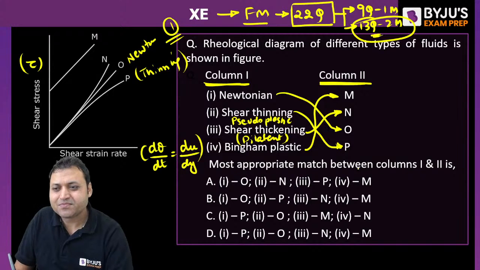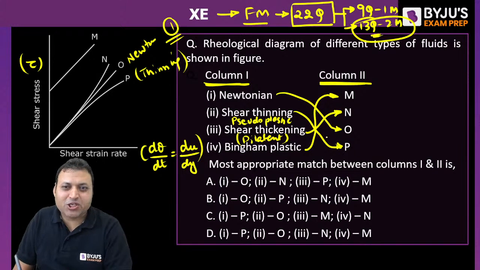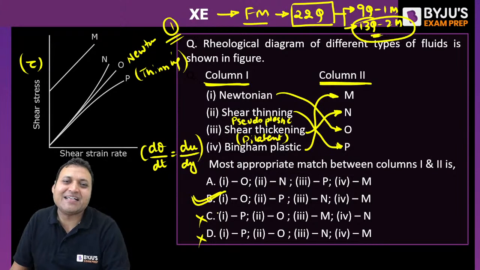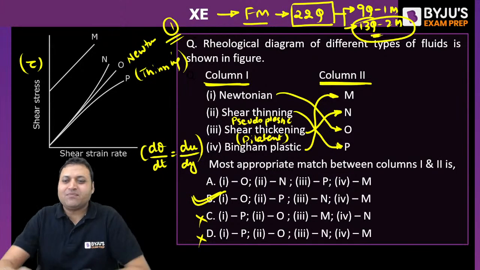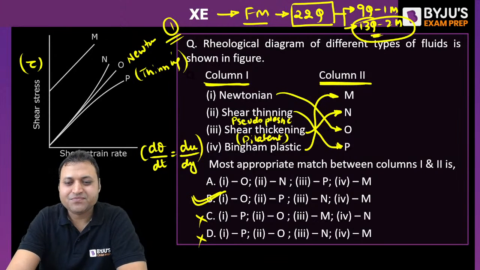Everyone? Which one is that? 1-O, so C and D cannot be true. 2-P, B is the correct answer. 3-N and 4-M. Isn't it option B?